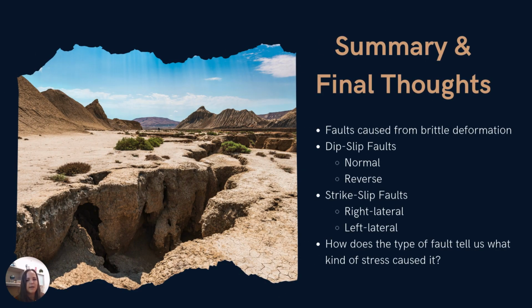All right, so to sum up and give you some final thoughts, faults are driven by brittle deformation. We have dip slip faults, which create normal and reverse faults. Normal are driven by tension. Reverse faults are driven by compression. And then we have our strike slip faults, which are right lateral and left lateral. They're both driven by shear stress. And so I want you to ponder and write in your notes, how does the type of fault tell us what kind of stress caused it?